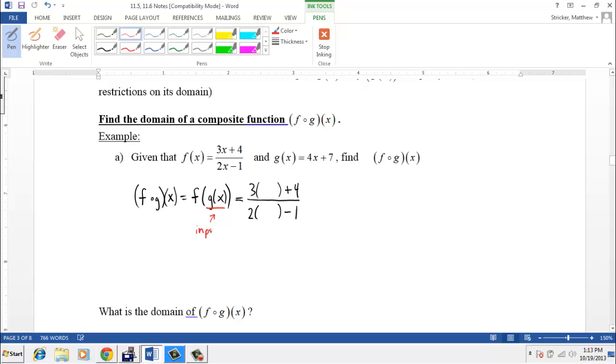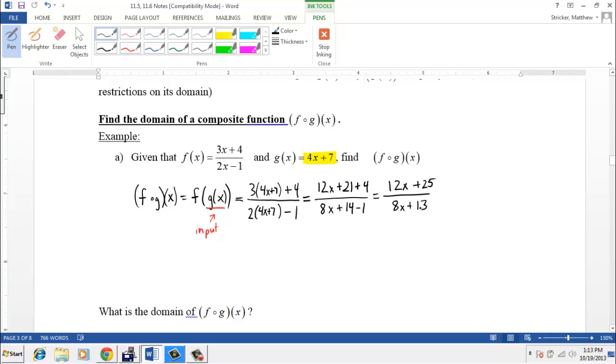which is g, and of course g is what we have highlighted here. g is the 4x plus 7. And so when I simplify, I get 3 times 4x is 12x. 3 times 7 is 21. Plus 4, and then on the bottom we get 8x plus 14 minus 1. Combining like terms, we get 12x plus 25 over 8x plus 13.